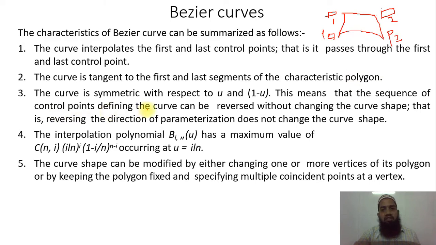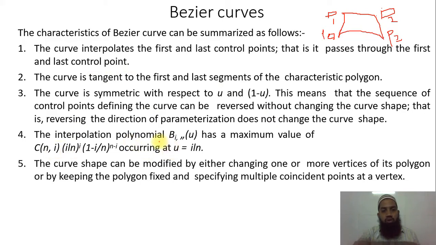The curve is symmetric with respect to u and 1 minus u. This means that the sequence of the control points defining the curve can be reversed without changing the curve shape. That is, reversing the direction of the parameterization does not change the curve shape. This is one of the characteristics.